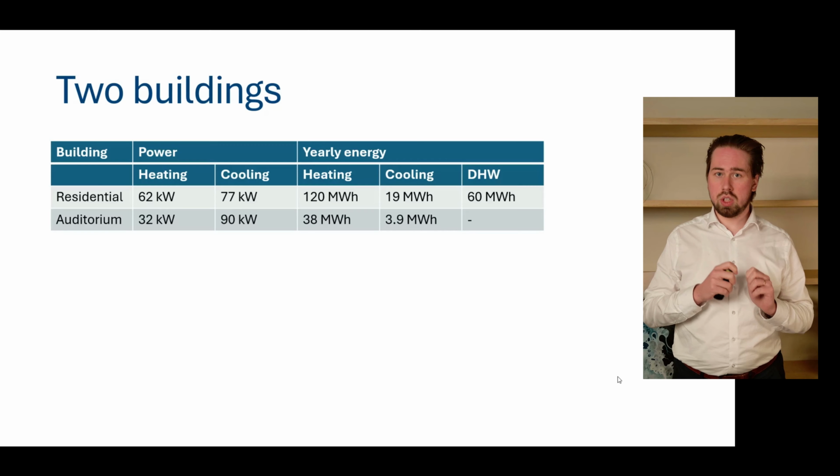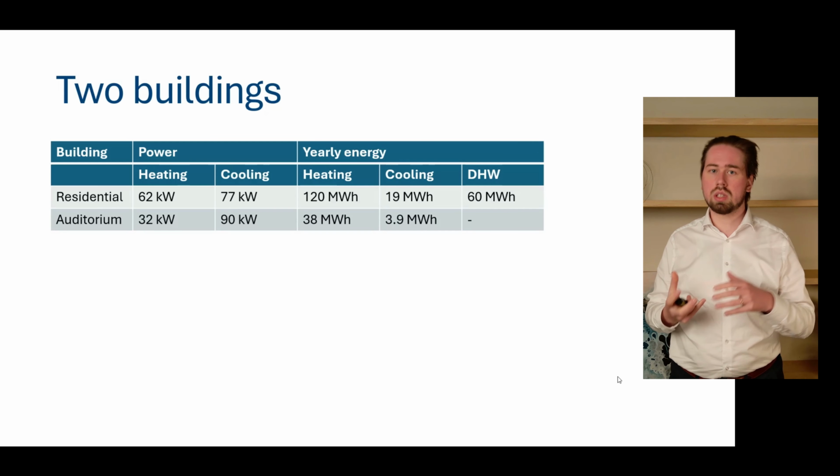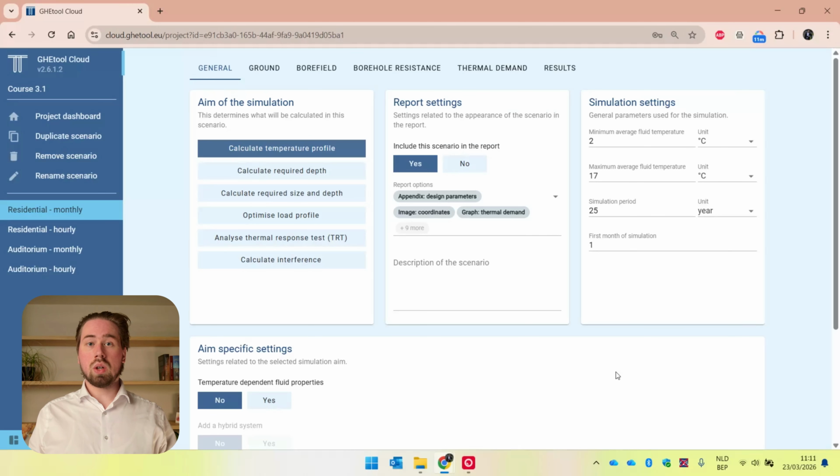So let's jump into GHG Tool Cloud and show you the difference when we design both systems with either the monthly loads or the hourly loads. So here we are in GHG Tool Cloud, and as you can see, I already created 4 different scenarios, 2 for the residential and 2 for the auditorium building.